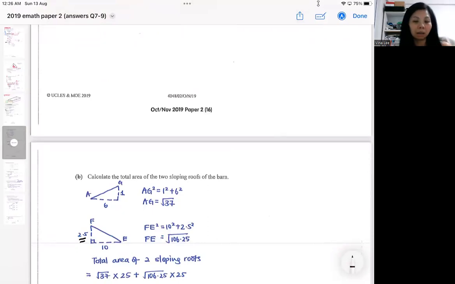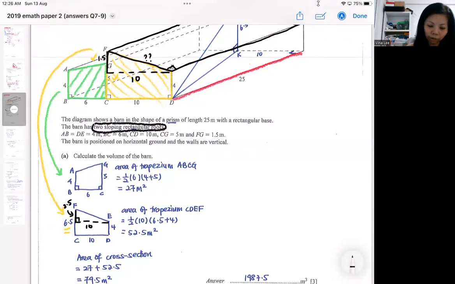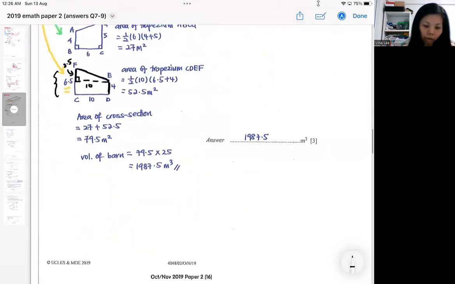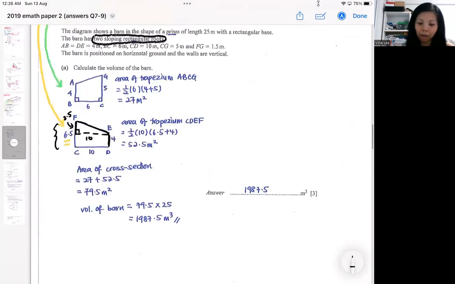A lot of students make a careless mistake. They didn't write it as 2.5. They accidentally wrote it as 1.5 here, and the 1.5 is not correct. So you have to look carefully. This is a 4, and if the whole height is 6.5, then the tiny part should be 2.5. So you need to do a Pythagoras to get FE. That's what I did. I did a Pythagoras to get my FE, and I didn't bother to work out the value of FE. I just leave it in a square root because later on I'm going to multiply by the 25.